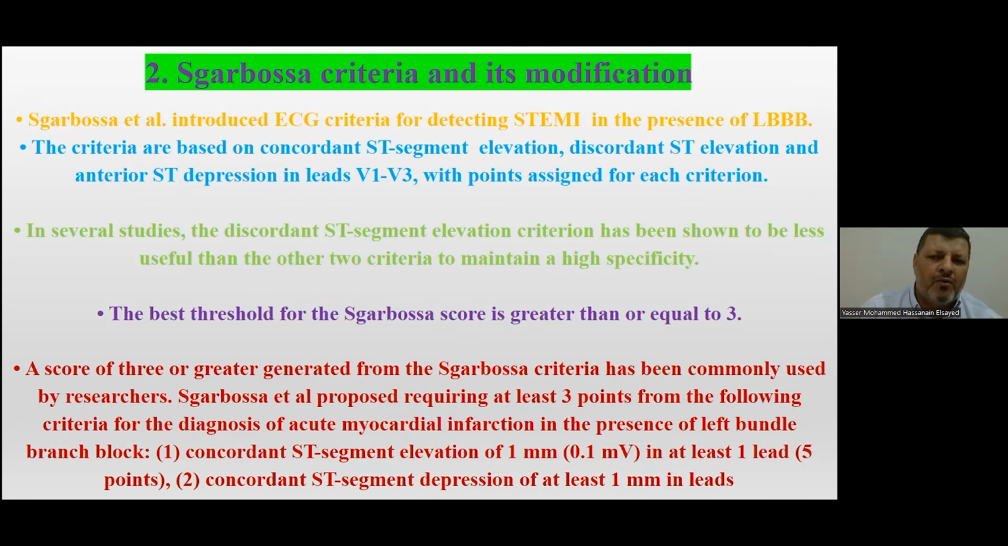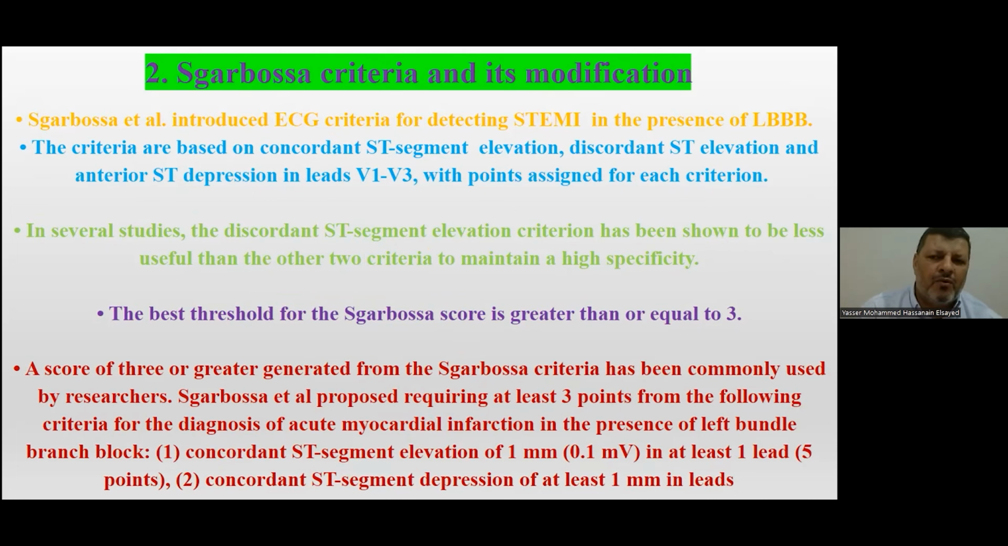This is the weakest point. You should know this is the weakest point in Sgarbossa criteria. What is the most common finding in the ECG of left bundle branch block? You can see it frequently in any ECG of left bundle branch block. So it is the weakest criterion of the Sgarbossa criteria.